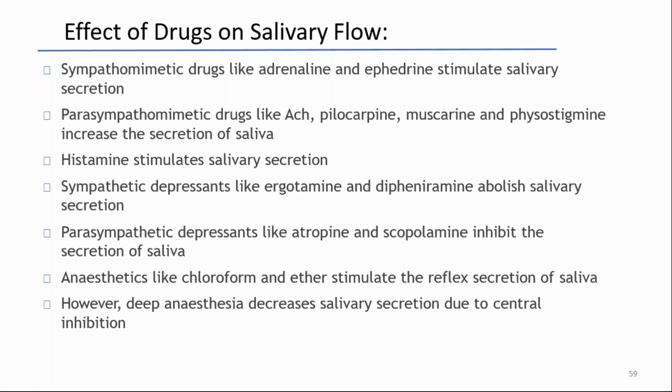So sympathomimetic drugs like adrenaline and ephedrine stimulate salivary secretion, and parasympathetic drugs like pilocarpine, muscarine and physostigmine increase secretion of saliva. While these drugs increase the secretion, ergotamine, the best example, abolishes the salivary secretion. So these drugs decrease the salivary secretion. And atropine and scopolamine inhibit the secretion of saliva.